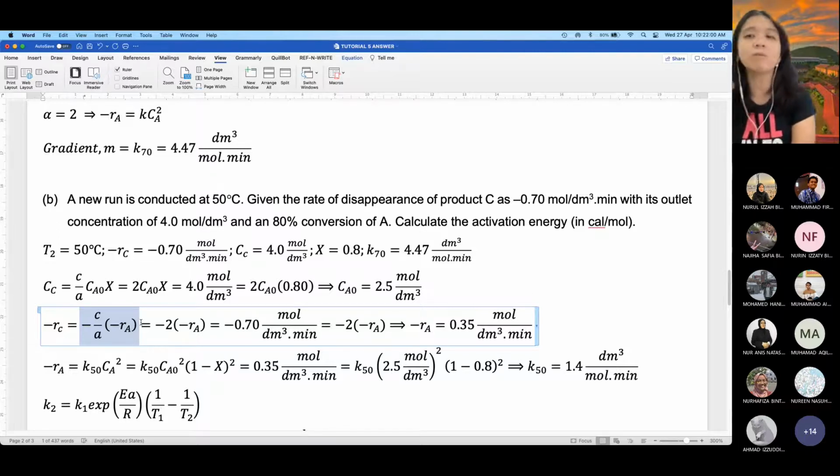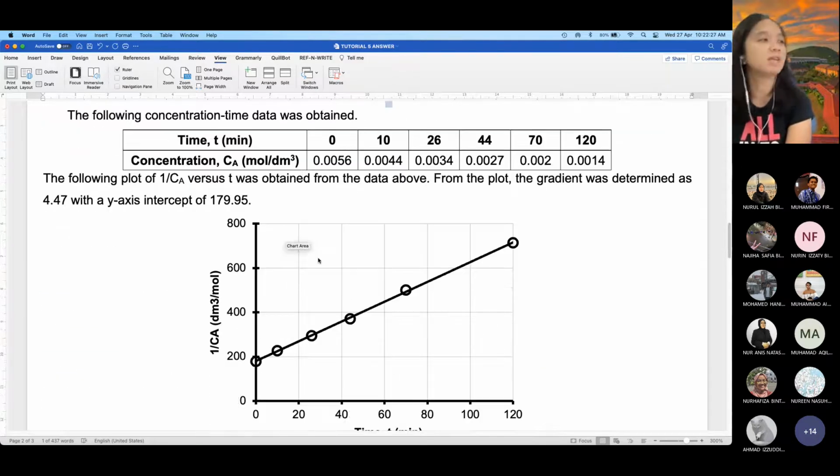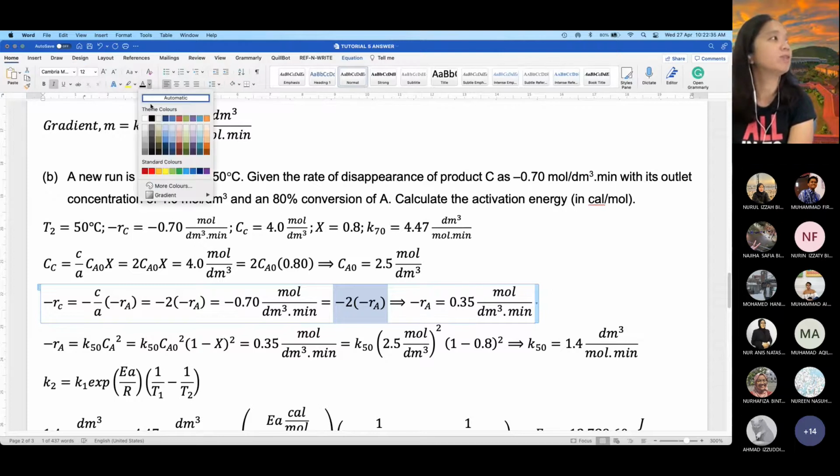Previously you usually got minus RA and found minus RC. Now we reverse it. We already know minus RC, and we want to find minus RA. Why? Because our minus RA has the K that we want to use, which is K at 50. So it becomes C per A, and don't forget the ratio of stoichiometric coefficients. In the question, C per A is 2/1. So it becomes negative 2 multiplied by minus RA, which I made red for you to understand.